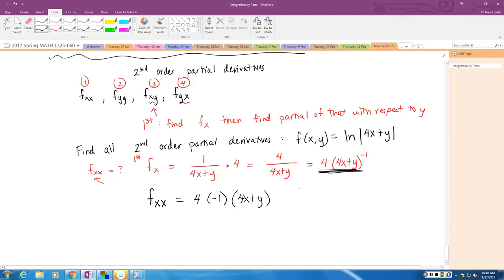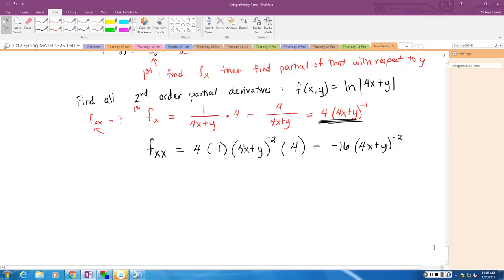Rewrite the 4x plus y. What do I do with the power? Subtract 1. And then what do you multiply by? Derivative of the inside, which we're talking about x being the variable, so 4. Okay, so I can rewrite this as negative 16 times the quantity 4x plus y to the negative 2. You guys agree with that? Okay. So I found my first one.